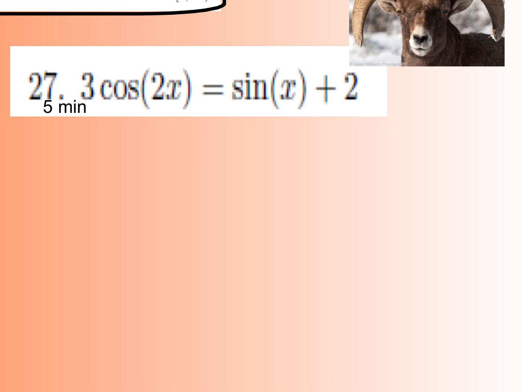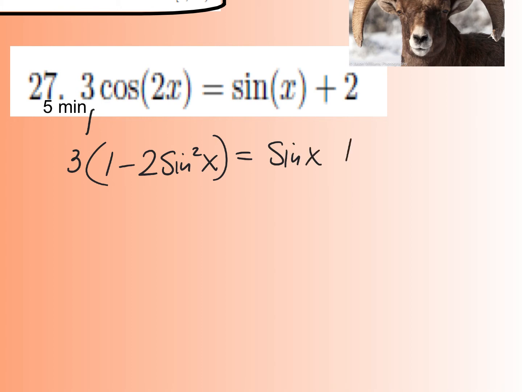Okay, I'm going to give you a hint. One of these things is on the sheet. Look on the sheet. There's 3 choices. Choose wisely. So we're going to take this 3 here and times it by 1 minus 2 sine squared, and then it'll equal sine x plus 2. There's the first step. Now, it's pretty much like last problem, except without me walking you through all of it.